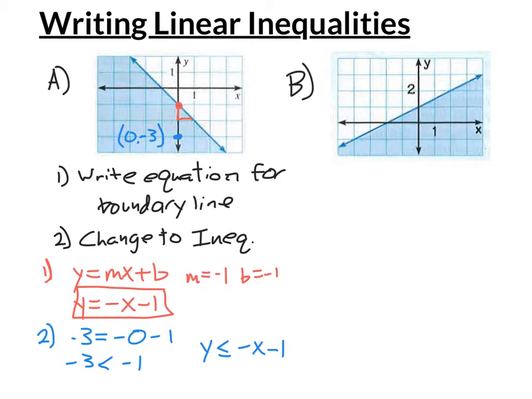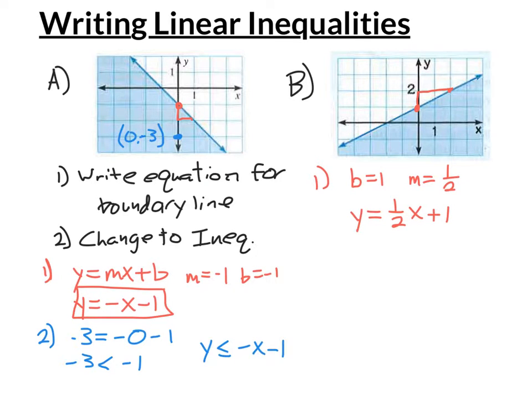Let's take a look at b. Let's try another one here. So I'm going to need an equation for the boundary line again. Once again, we have a nice y-intercept, right? b equals 1. And now we need to find the slope. I can use this point here, and I'm going to go up 1 and to the right 2. So my slope is 1/2. Now I can write my equation using slope-intercept form. Y equals 1/2 x plus 1.